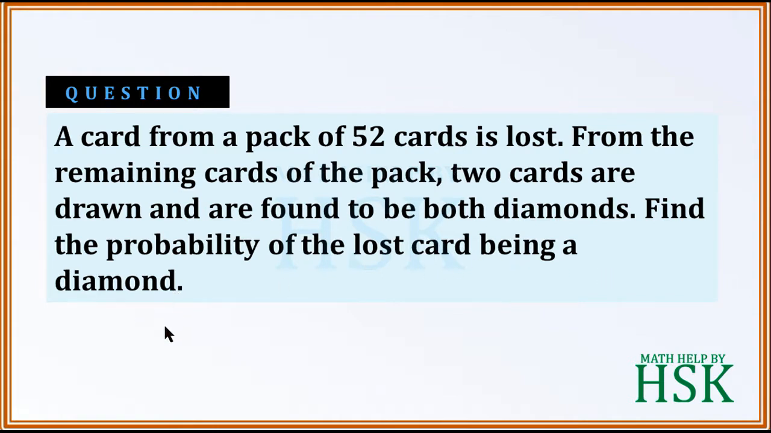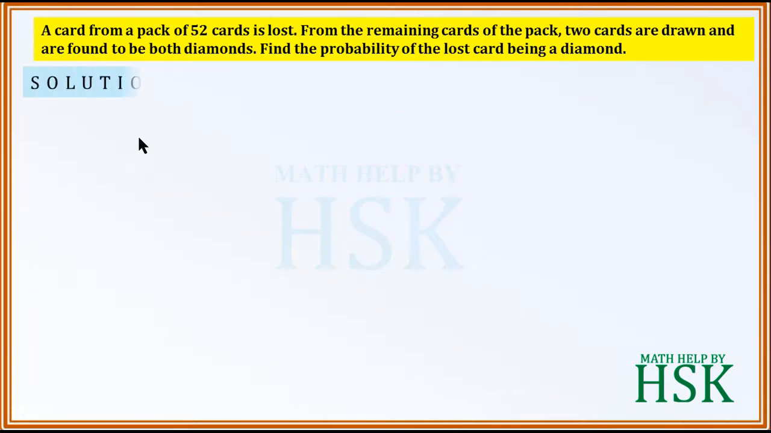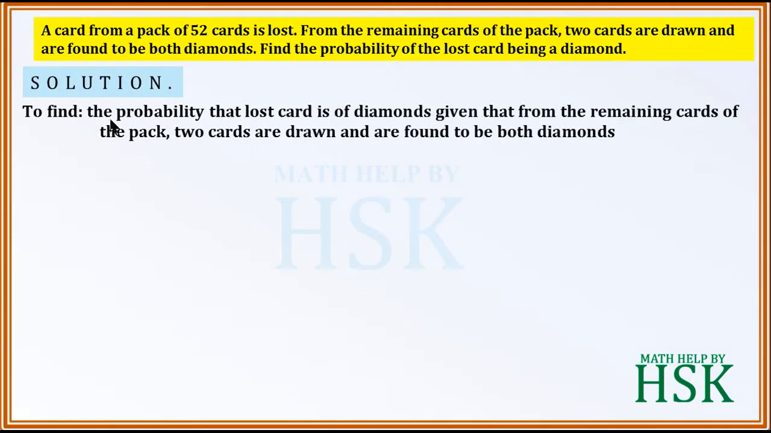Now in this question, what we are required to calculate is the probability that the lost card is a diamond, given that from the remaining cards of the pack, that is from the remaining 51 cards, 2 cards are drawn and are found to be both diamonds.